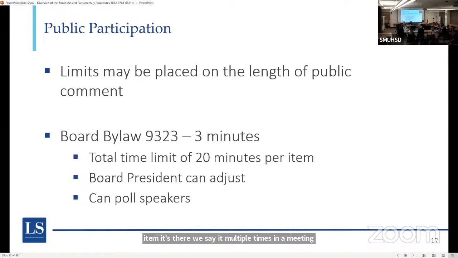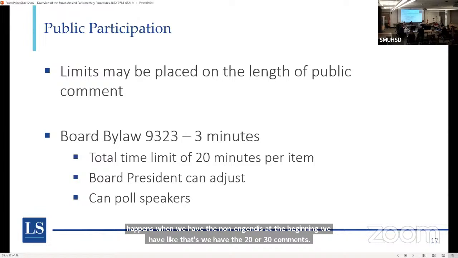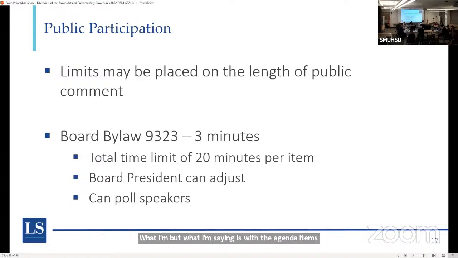I remember because I have to read the dang thing. So we do have that, and we do cut it. But what I worried about is, yes, that happens with the speaker cards, but when we're going online, people just start raising their hands on and on. It normally happens when we have the non-agendized items at the beginning, where we have 20 or 30 comments. But with the agenda items, we do that with the speaker cards and we usually don't add to the end. Then maybe we should add that.